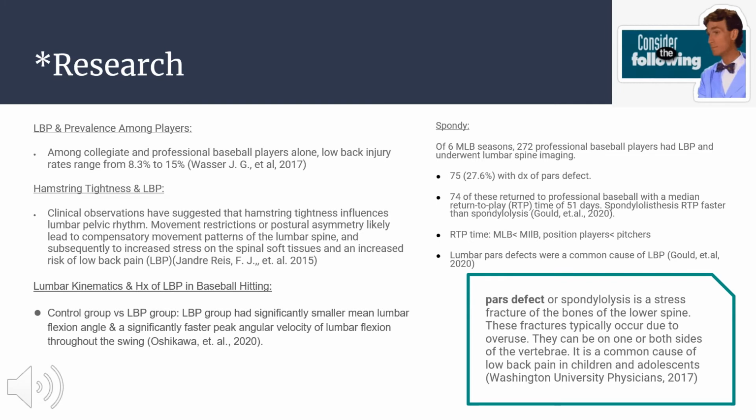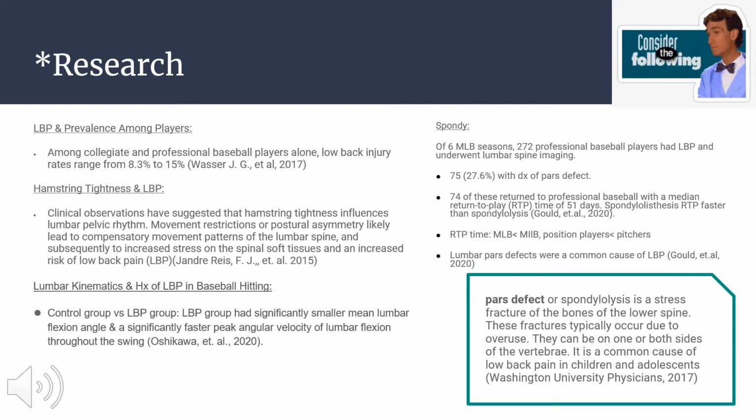The second study looked at hamstring tightness and low back pain, and they observed that hamstring tightness could influence lumbar pelvic rhythm. So movement restrictions in the hamstrings or postural asymmetry could likely lead to compensatory movement patterns of the lumbar spine, and then as a consequence cause increased stress on the spinal soft tissues and an increased risk of low back pain.